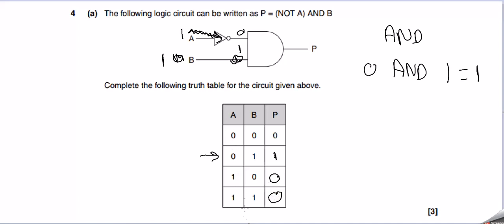Don't forget, I reckon some of you might have made a mistake by looking at 1 here, and just filling out 1 here. That is not the case. Do not forget that A may be 1, but when it hits that NOT gate, it changes.